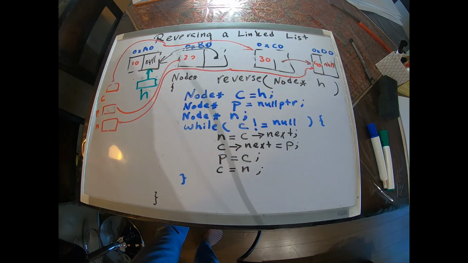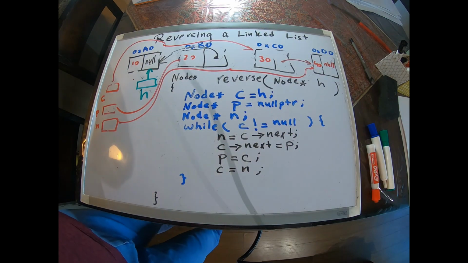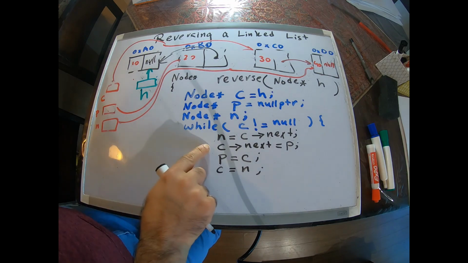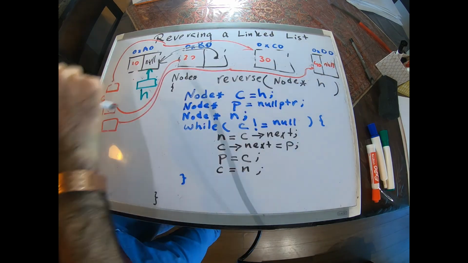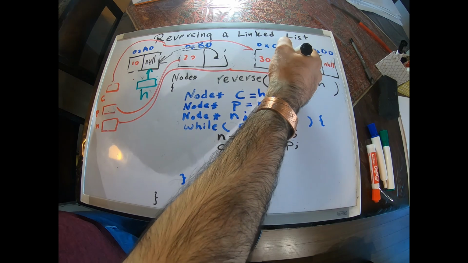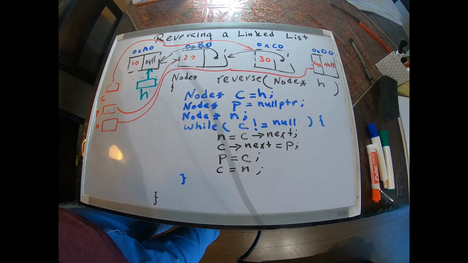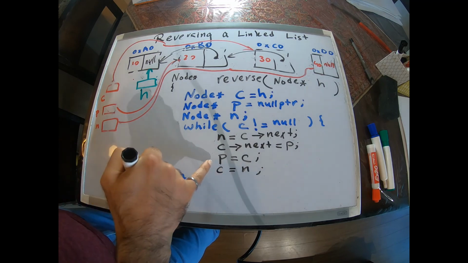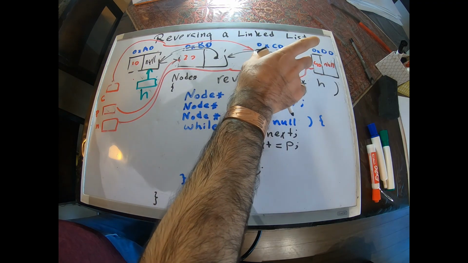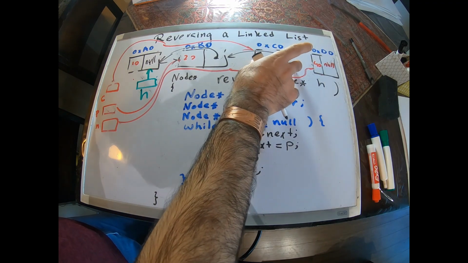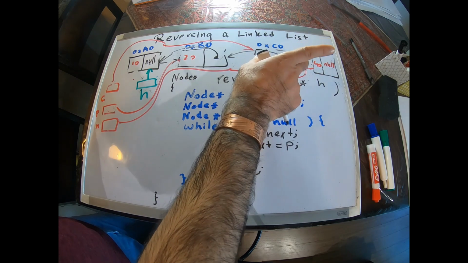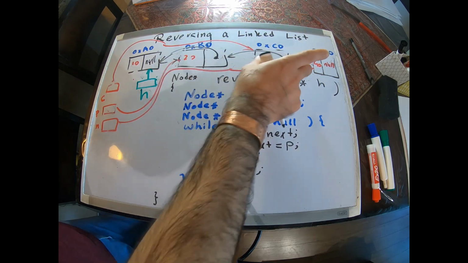Okay, and what do we do now? C arrow next, again, this is not pointing to this node. C arrow next is pointing where P is pointing to, which is pointing to this node. Okay. We are again also done with this node. We don't need to do any other modification to this node.